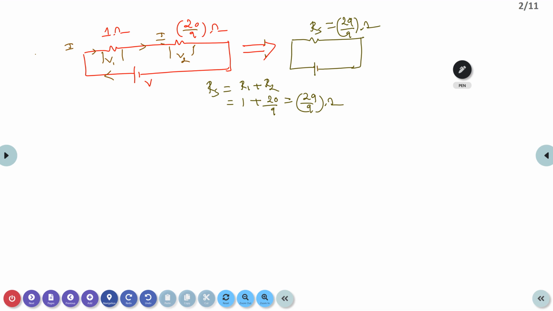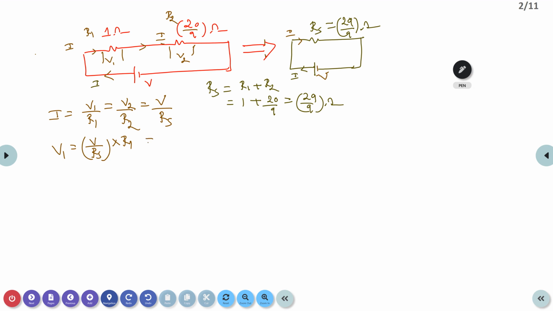Okay, fine. Here also the current is I. In the equivalent resistor also the current is I only. You know it, and we know the formula: I equals V1 by R1, equals V2 by R2, equals V divided by Rs. Because this voltage is V and this is Rs. Then what is the value of V1? V1 equals V divided by Rs into R1. Correct.